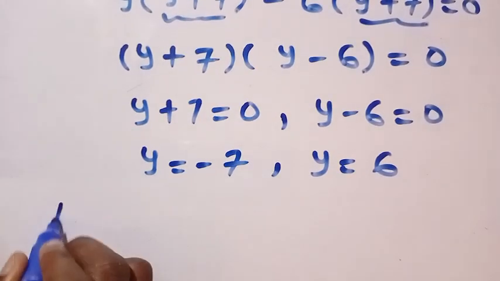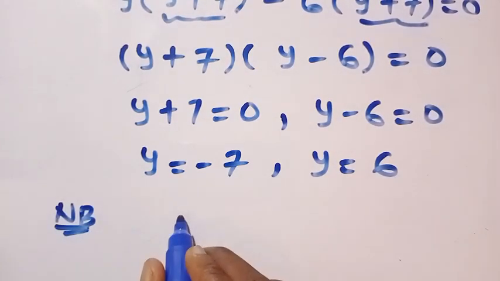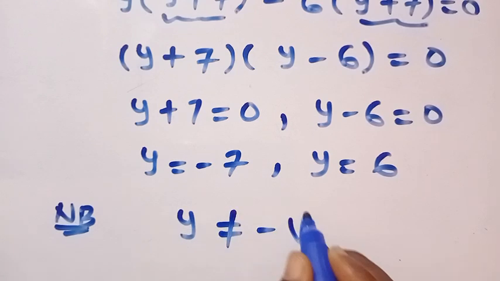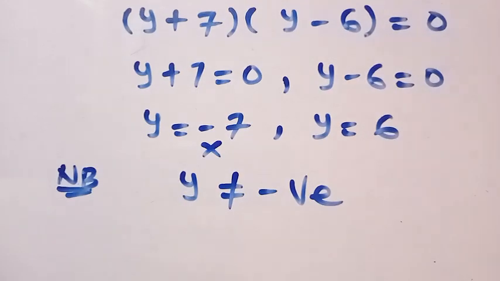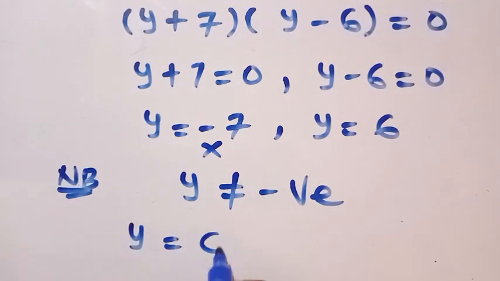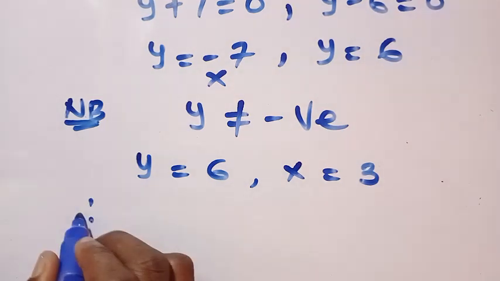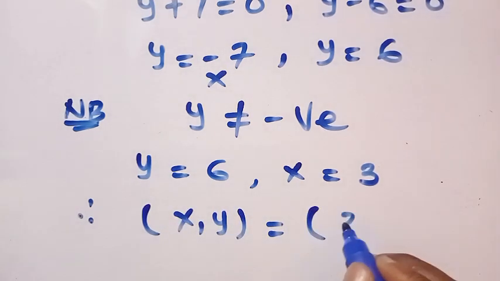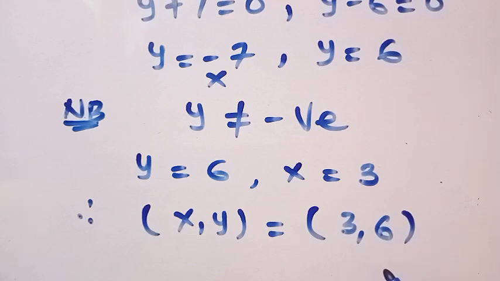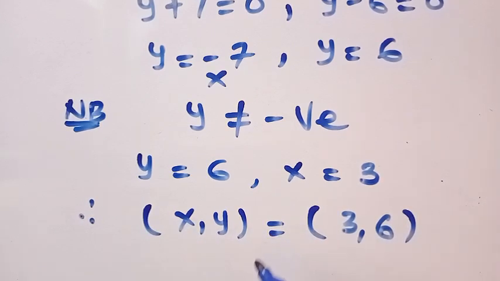And we should note that in a number system like this, the value of the base y cannot be negative. Therefore, we are going to reject this value and we go with y equals 6. If y equals 6, we are going to have x equals 3. Therefore, x comma y is given as 3 comma 6. So these are the satisfied values of x and y in the given number system question.